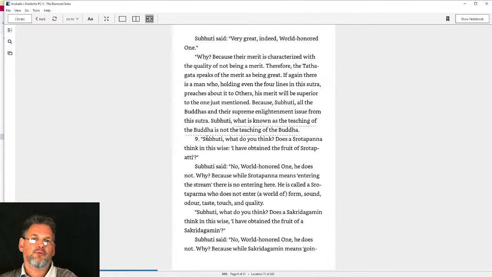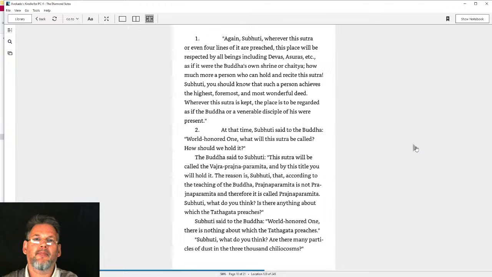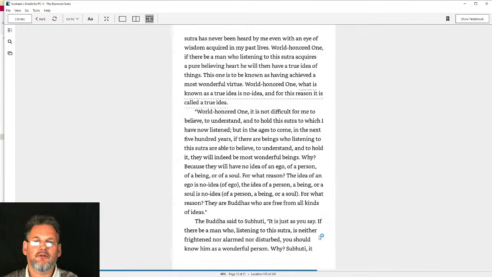Subhuti, what is known as the teaching of the Buddha is not the teaching of the Buddha. And that's kind of, you think of it, but that doesn't make sense. But it's because the teaching of the Buddha is coming from the eternal. And once that's in the world of form, it's no longer eternal. So then it's no longer the teaching of the Buddha, because then it's in the realm of form, right? And it's a short sutra, but it's very deep. There's some very deep things in here.